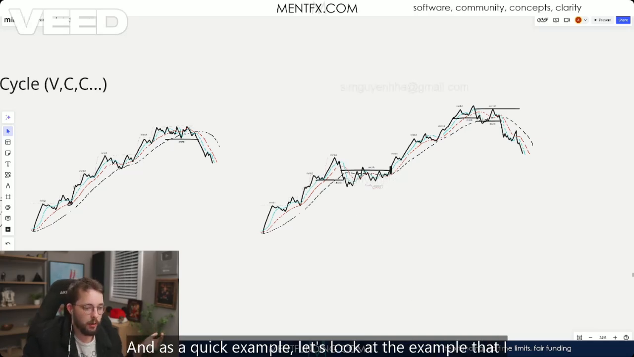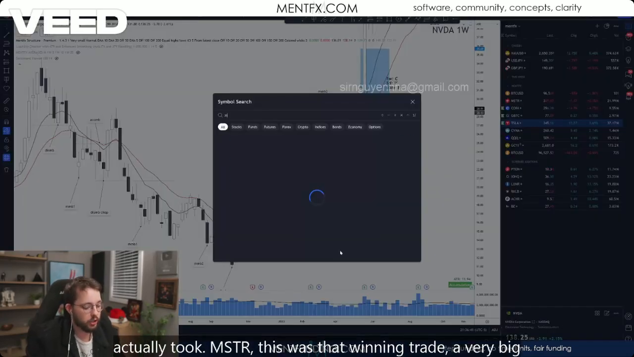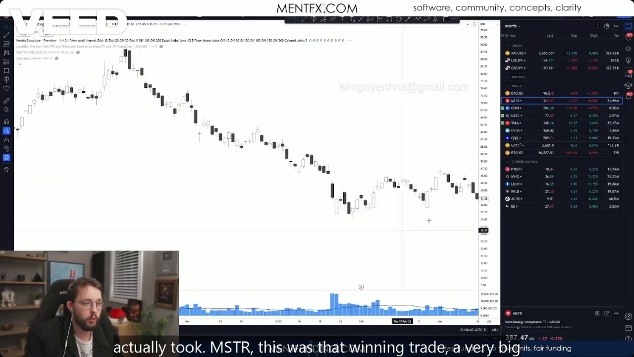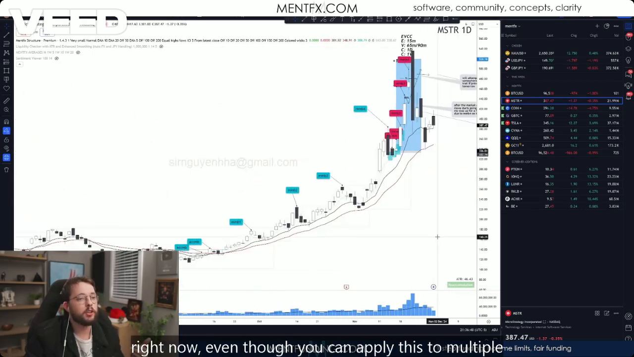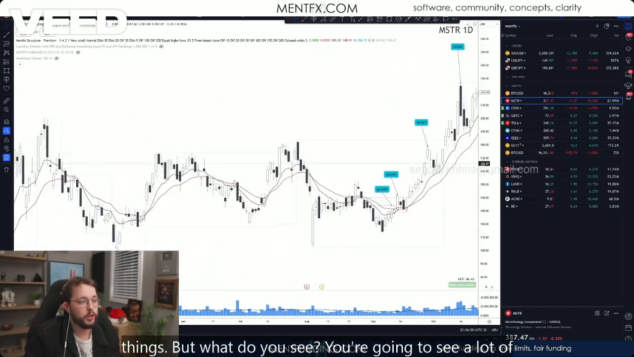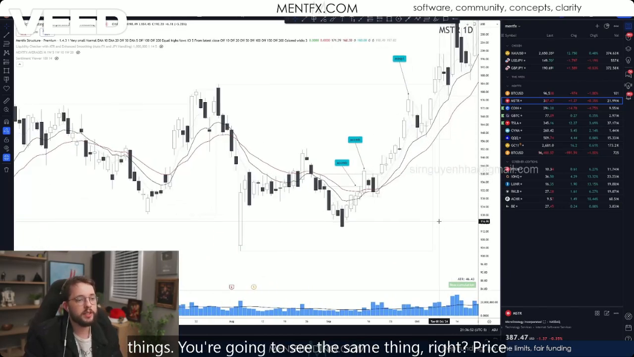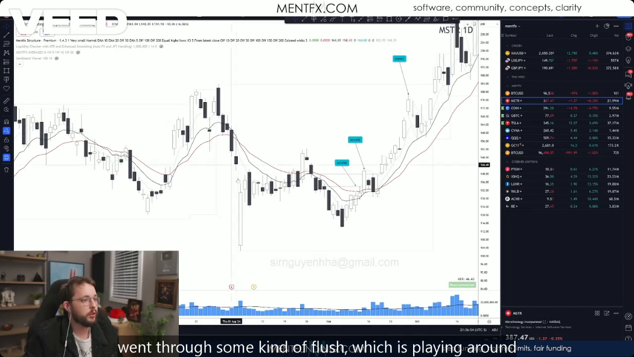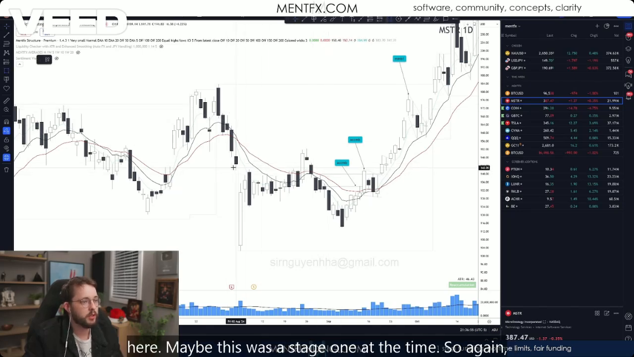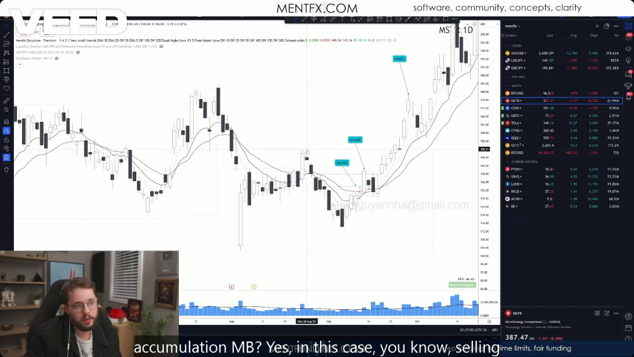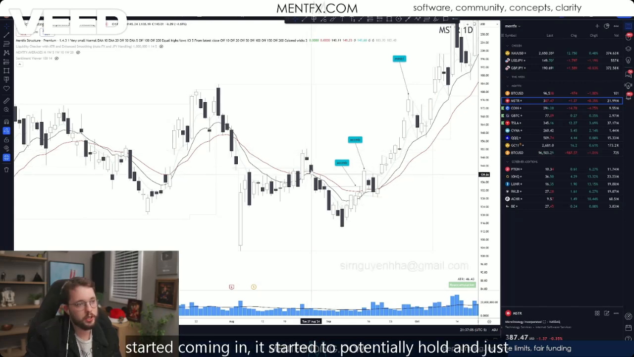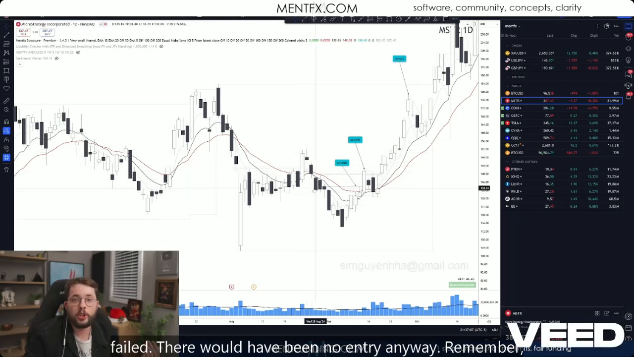And as a quick example, let's look at the example that I actually took. MSTR, this was that winning trade, a very big winning trade, which is why I'm using this as an example right now, even though you can apply this to multiple things. But what do you see? You're going to see the same thing, right? Price went through some kind of flush, was playing around here. Maybe this was a stage 1 at the time. So again, could you have labeled this thing here over that high an accumulation MB? Yes. In this case, selling started coming in, it started to potentially hold and just failed. There would have been no entry anyway.